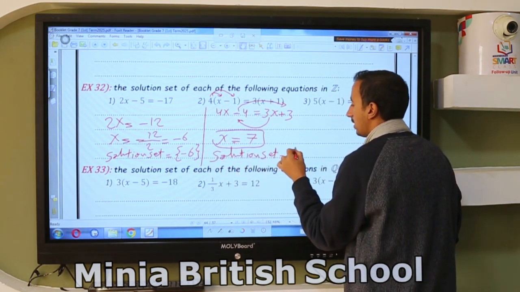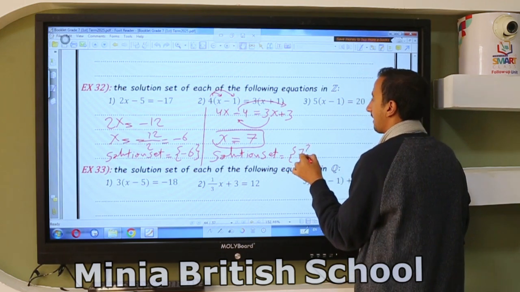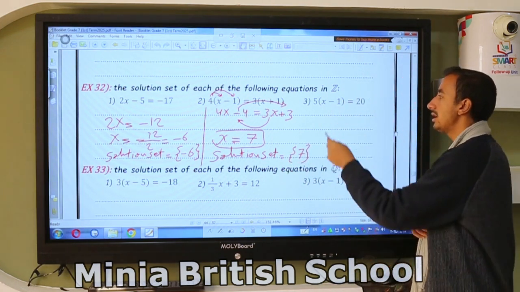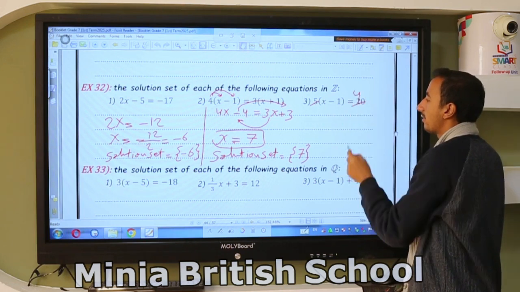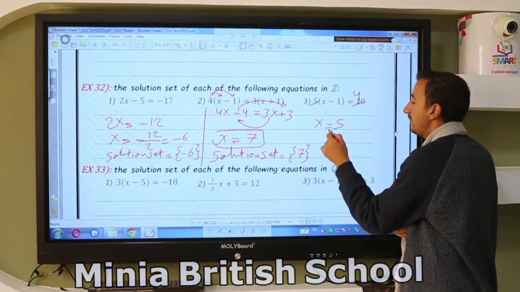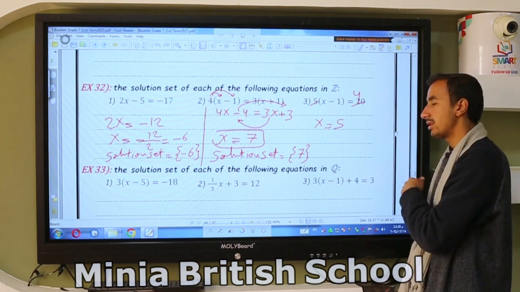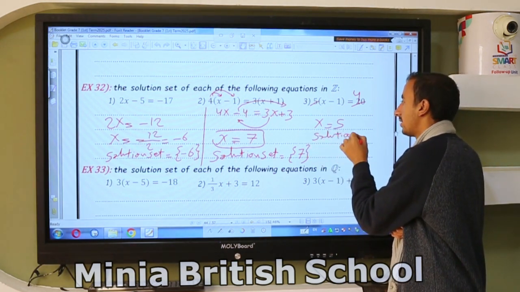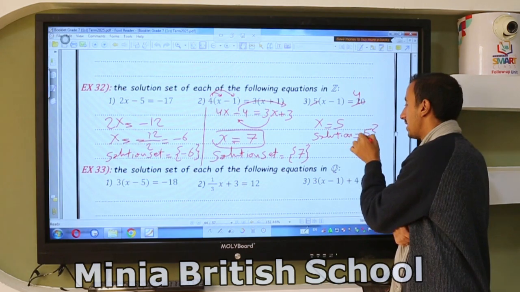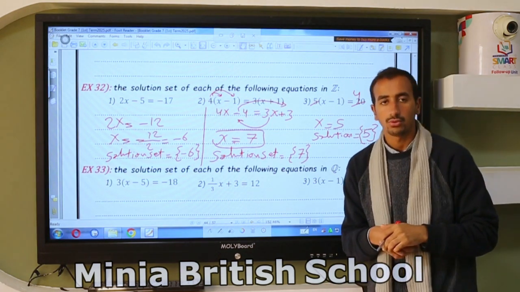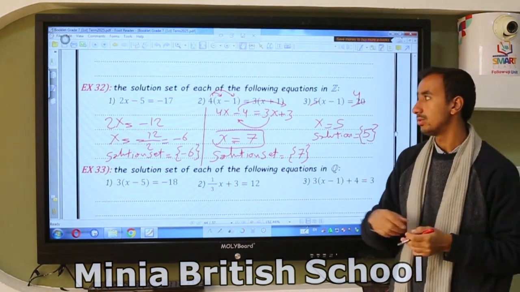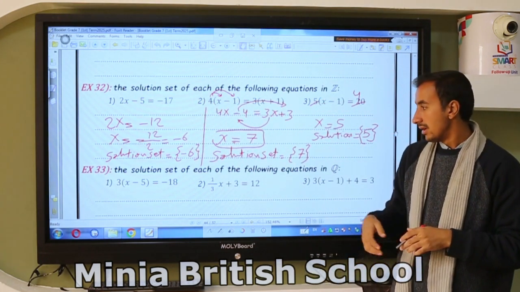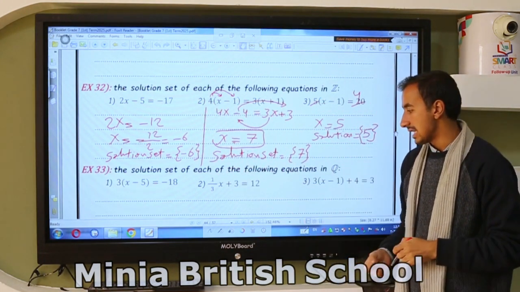Here 5x minus 1 equals 20, so x minus 1 equals 4, so x equals 5. Here 4 plus 1 equals 5. The solution set will be 5 inside the brackets. Don't forget to write the solution set, because I want you to find the solution set. Okay, find the solution set.